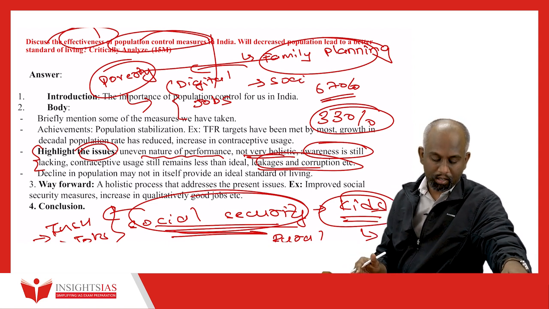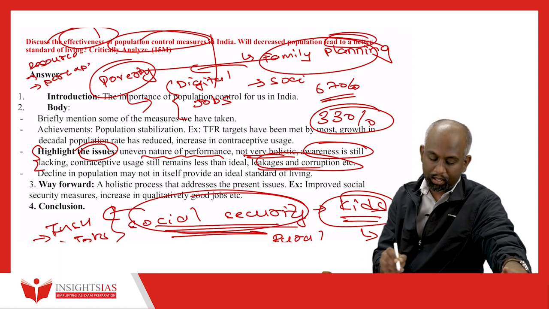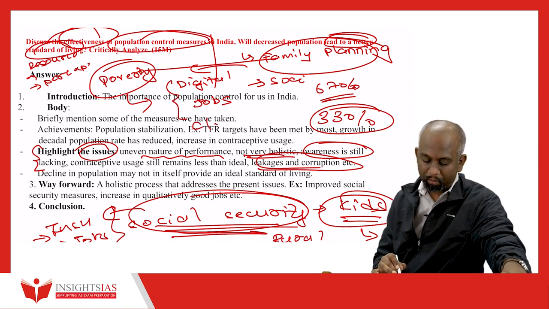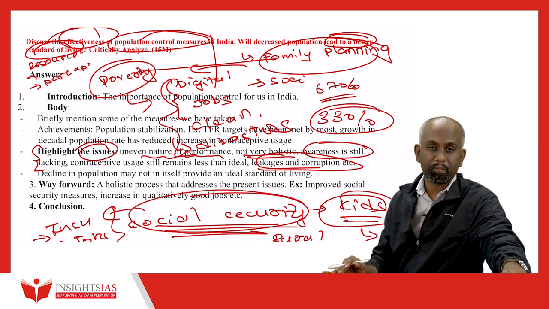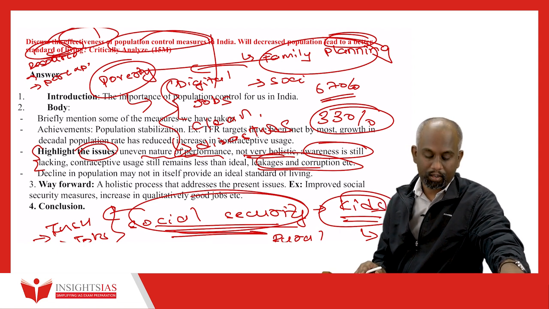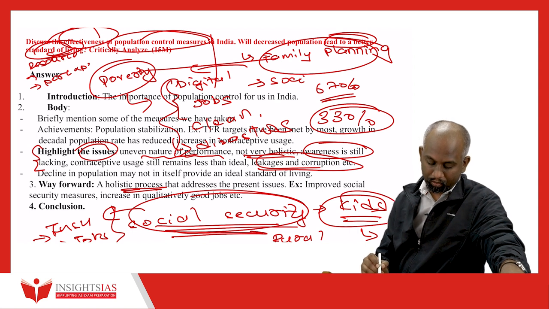Yes, when you decrease your population rate, your resource accessibility increases, your per capita GDP increases. But this in itself will not lead to a better standard of living in a holistic manner. Providing a clean environment, reducing the vulnerability of the population to disasters which are happening in our country, all these are cumulatively important to ensure a better standard of living, is it not? That's something that you need to address. In the way forward, we need a holistic process. I've already spoken about it, right?